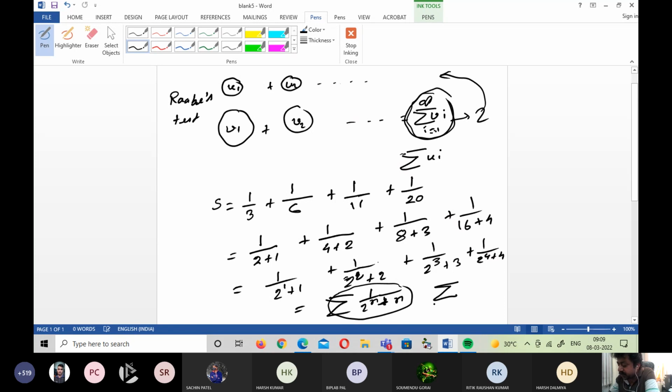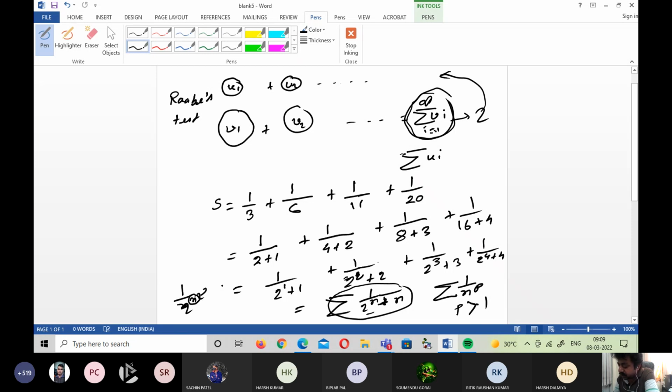So if it is true, then already in case of P series, you know that capital sigma 1 by n to the power p, if p is greater than 1, the series converges. Now, if it is known to all of you, then 1 by 2 to the power n, its characteristic 2 to the power n, where n is positive.